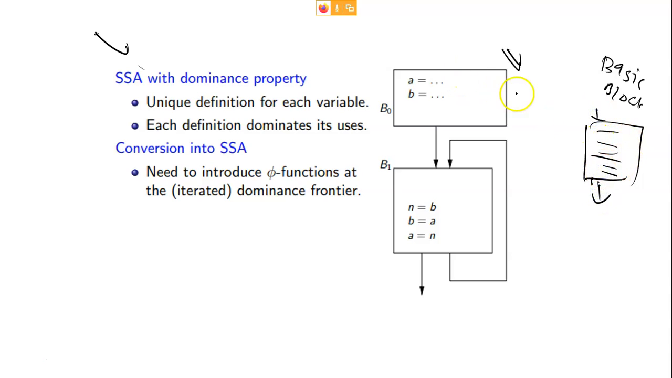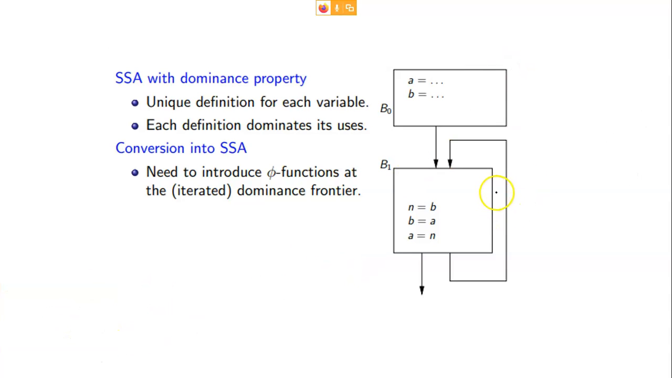So for example, this is your basic block, this is the entry point and this is the exit point. Similarly, this is another basic block with its entry point and exit point. Here you have the definition of A and the definition of B. Now how to convert this into SSA? This is not in SSA right now. Why? Because A has this definition here, and A has another definition here.